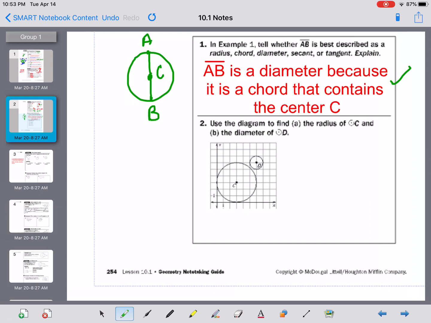Quick side note here, if you're asked to name a chord, you may name a diameter as the chord or any other segment as a chord. So just know that diameters can have 2 names, both diameter and a chord.